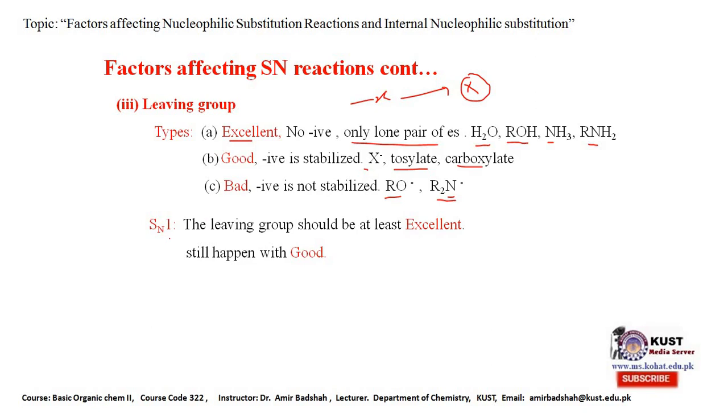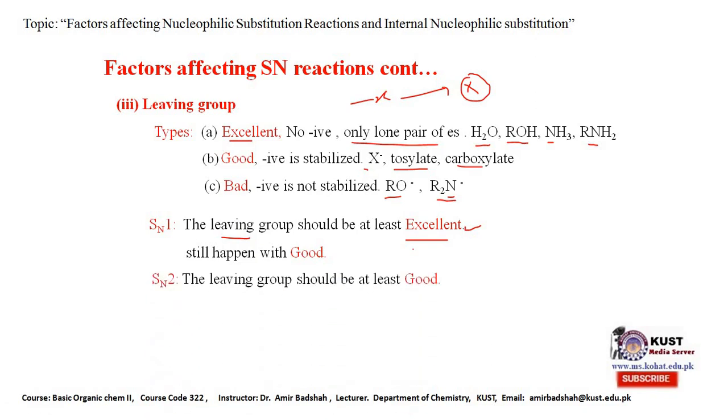For example, as far as the SN1 reaction is concerned, the leaving group should be excellent. A good leaving group can also cause an SN1 reaction, but for SN1 the most effective one is the excellent leaving group. If you want to carry out an SN1 reaction during a nucleophilic substitution reaction, then the leaving group used should be the excellent one. If you do not use an excellent leaving group, then it is not possible for the reaction to occur.